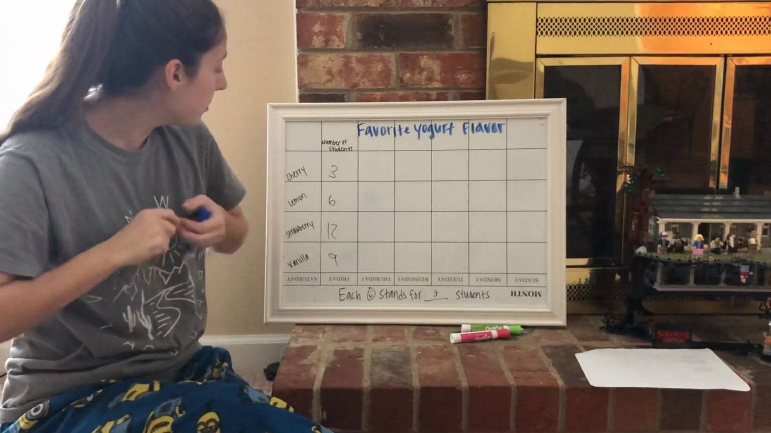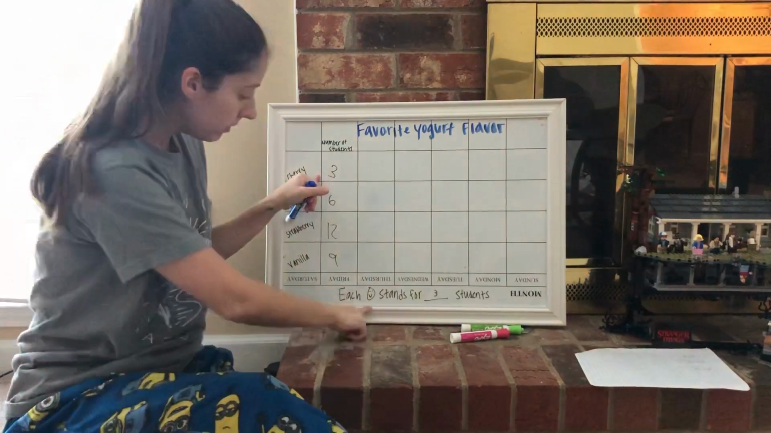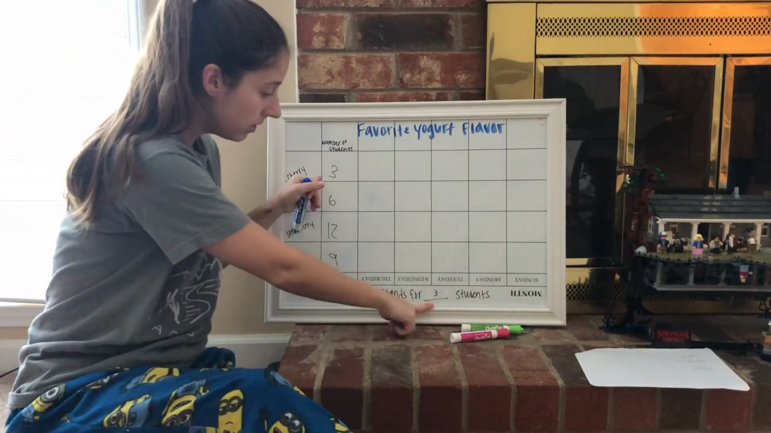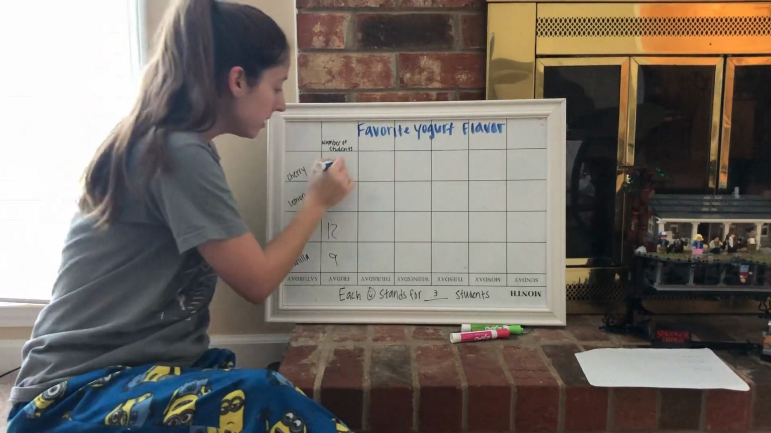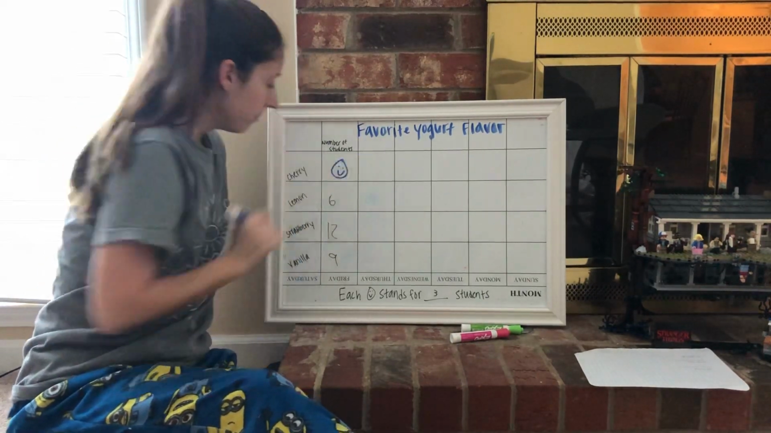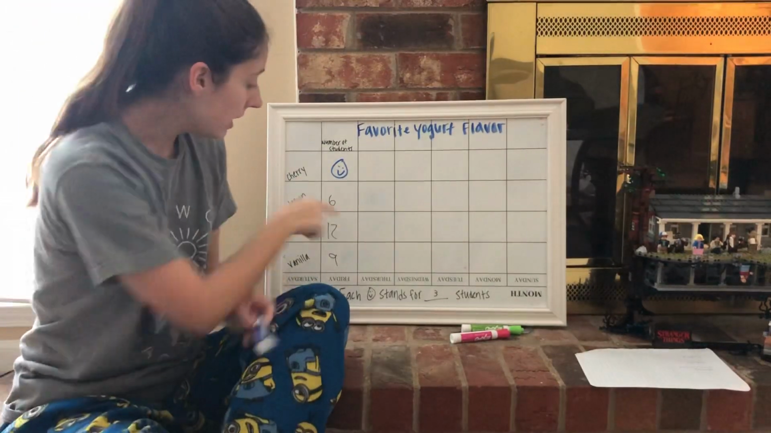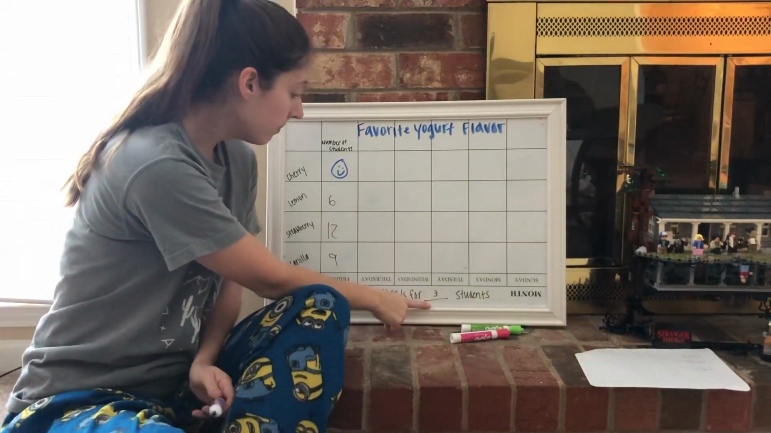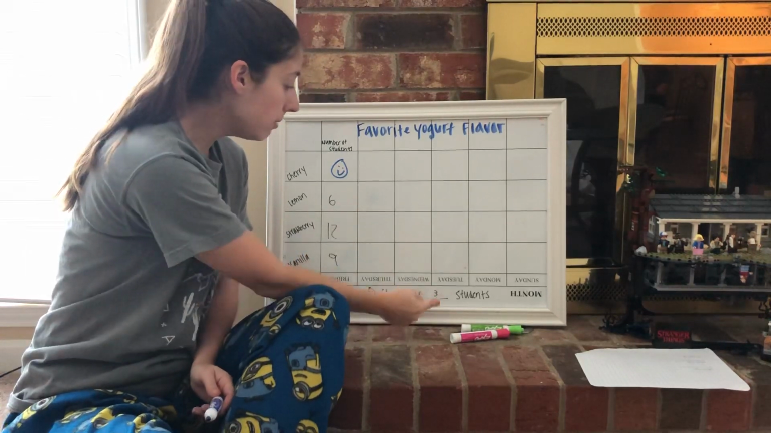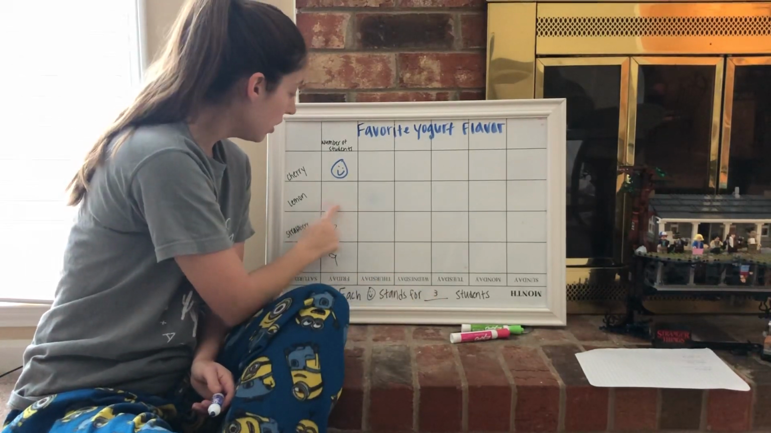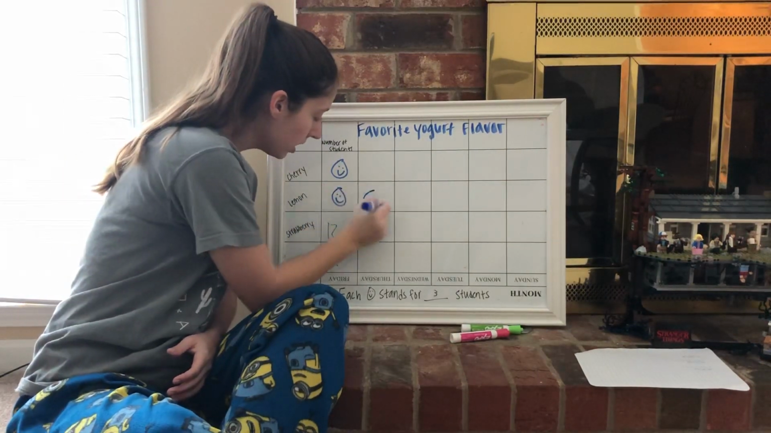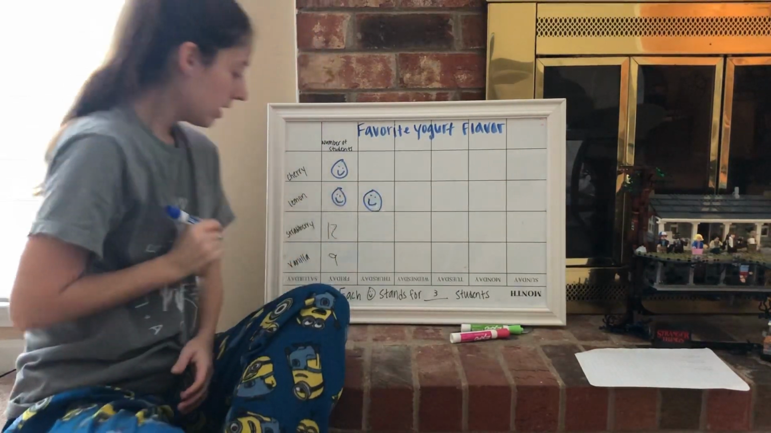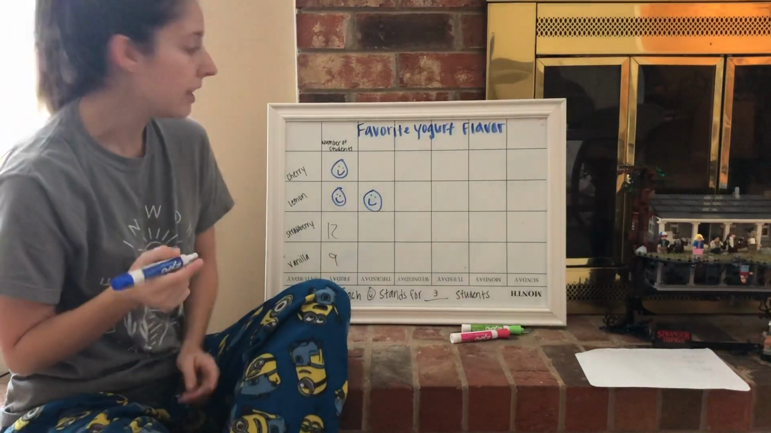So if 3 people liked cherry and one of these smiley faces stands for 3, I'm going to need 1 smiley face. Now if 6 people chose lemon and each smiley face stands for 3, I know that 6 divided by 3 is 2 smiley faces. I'm going to do the rest with strawberry and vanilla.